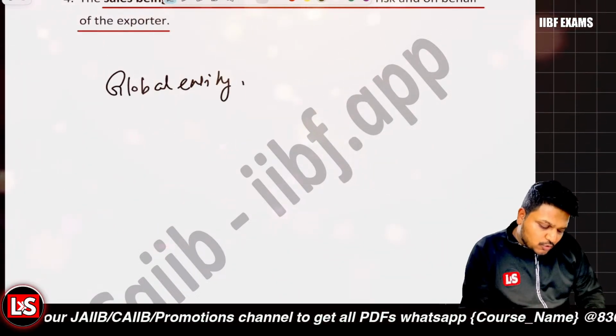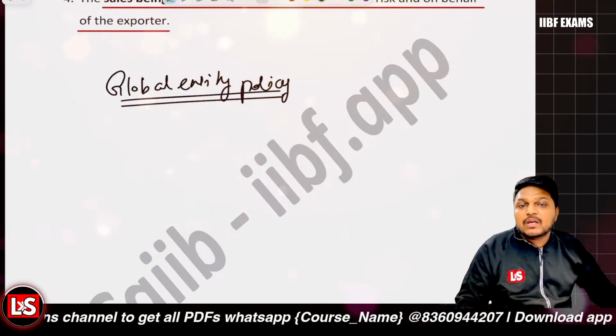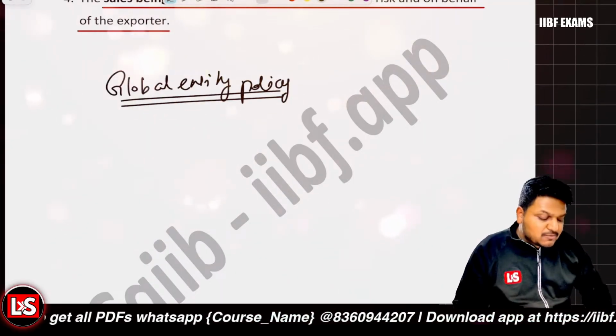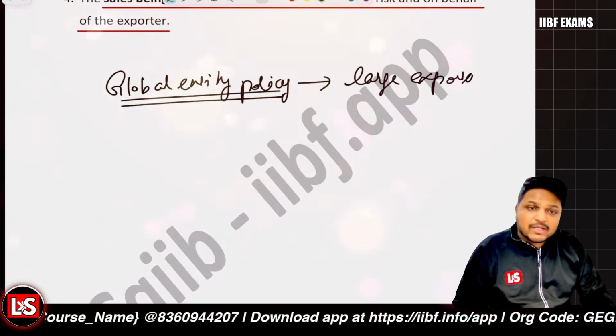It was the global entity policy. Now, what is global entity policy? This is basically for the large exporters. This policy is for whom? This is for the large exporters.